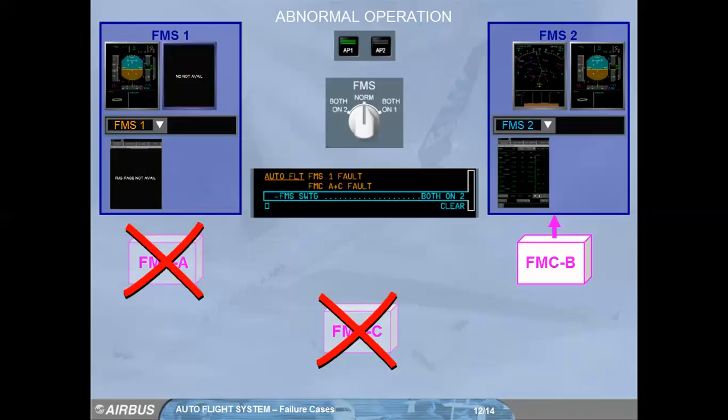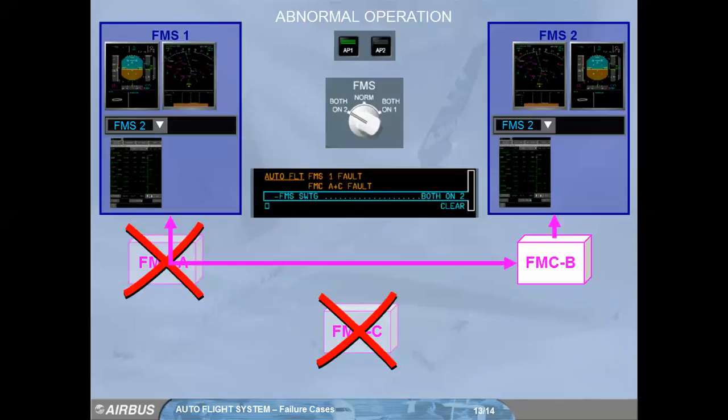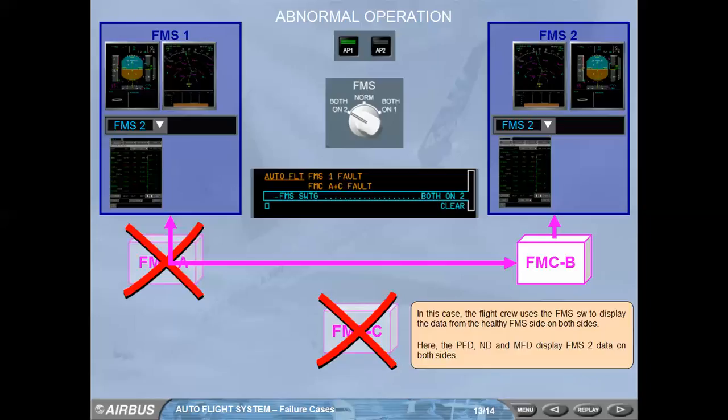Both FMCs of one side are faulty, one entire FMS side is lost. The FMS is in single mode. In this case, the flight crew uses the FMS switch to display the data from the healthy FMS side on both sides. Here, the PFD, ND and MFD display FMS2 data on both sides.